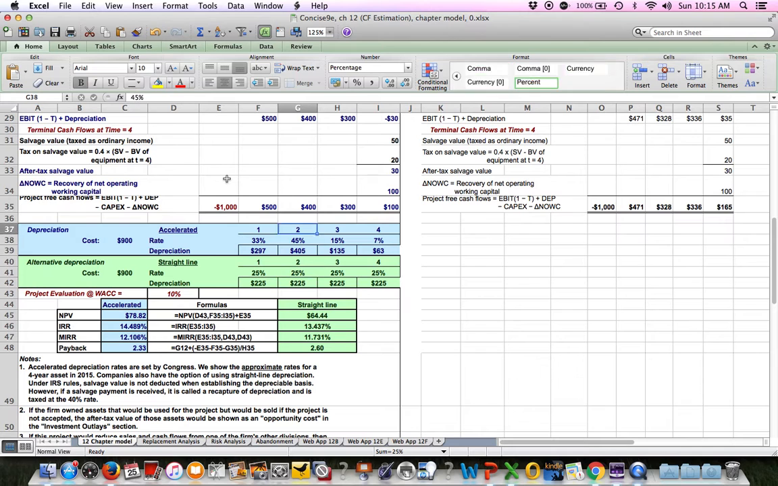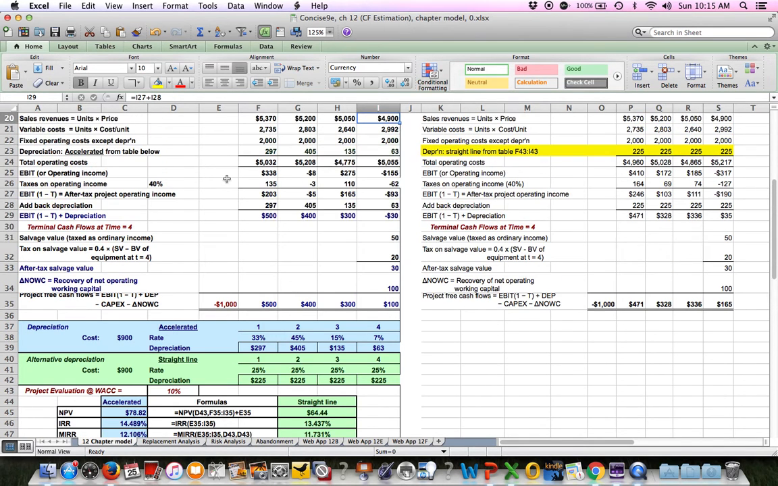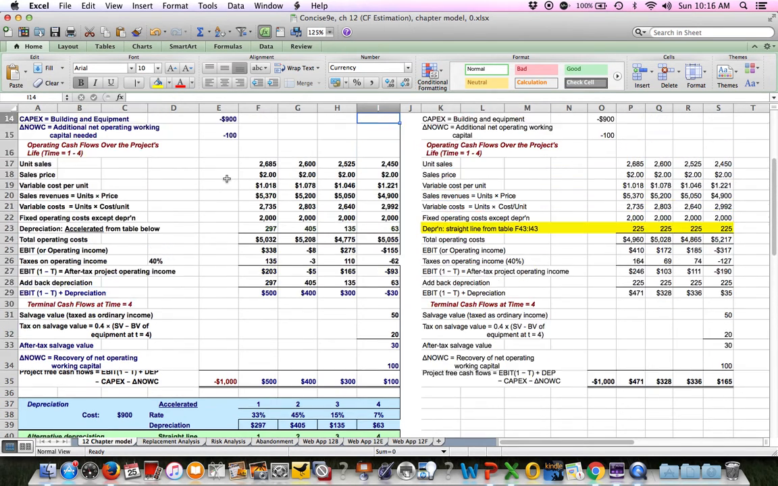And then based on those cash flows, they go ahead and do the various calculations based on both accelerated and straight line cash flows: what the NPV is, what the IRR is, MIRR, and the payback is for both. So just use the similar concept we've used previously to help you figure that out and look at it. Okay, so that was the first part of the first tab.